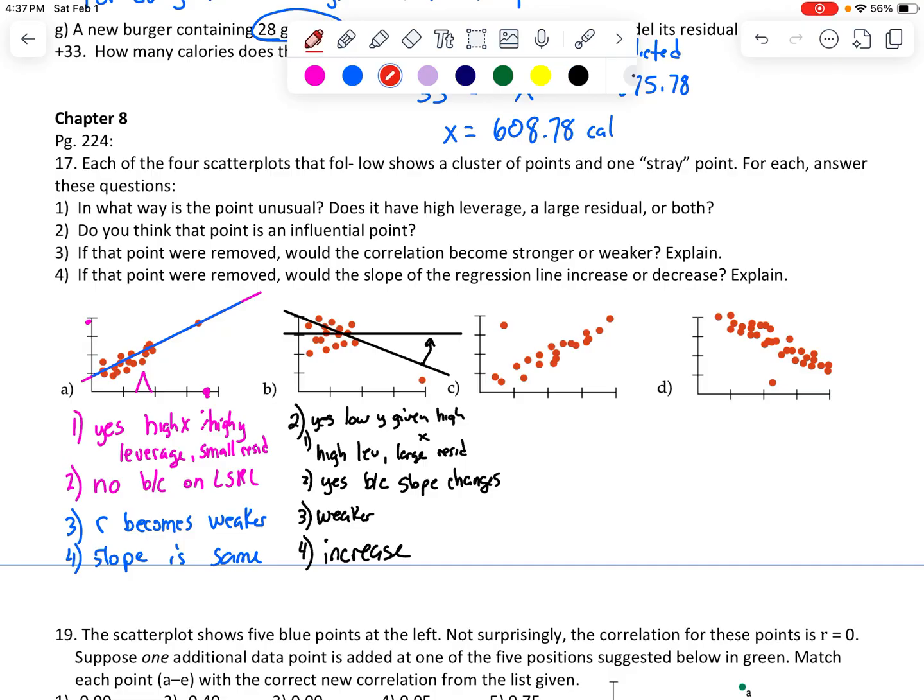All right, so same questions over here on number C. Actually, this should have been a C. Actually, never mind. I don't know what I was doing with that 2 there. 1, okay. Is this point an outlier? Yes.